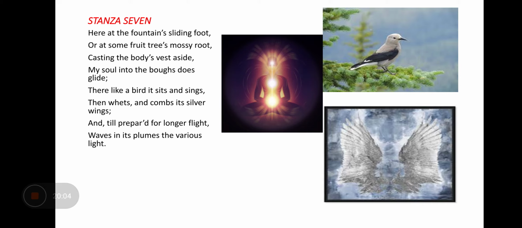But he imagines that he leaves his body there, and he turns his soul into a bird and then sits on the branch of the tree. His soul sits on the branch of a tree like a bird and sings, and then his soul preens and combs its bright wings as a bird does, and finally, having prepared itself for a longer flight, weaves the manifold light in its wings.